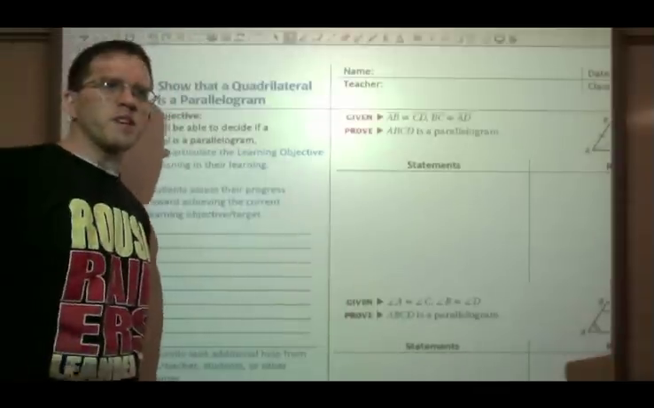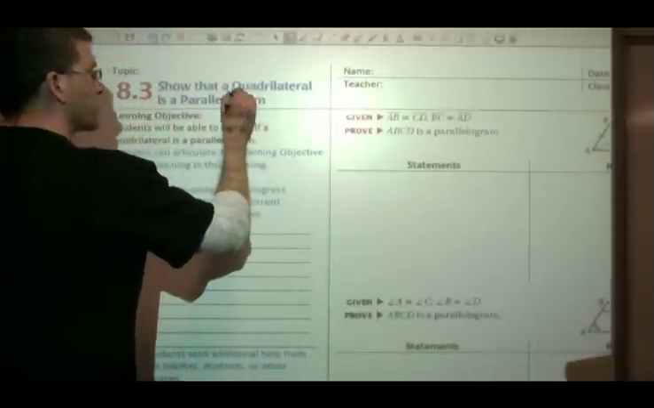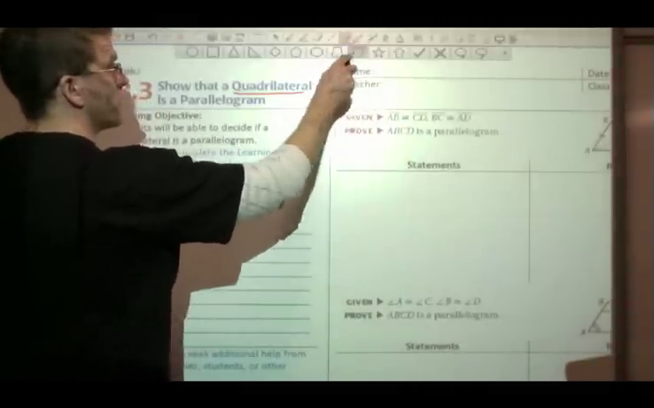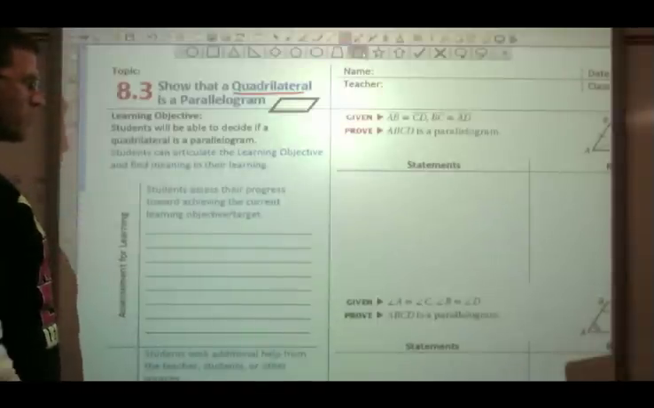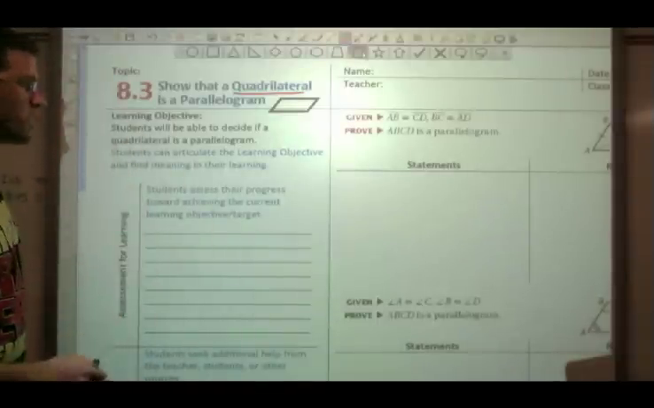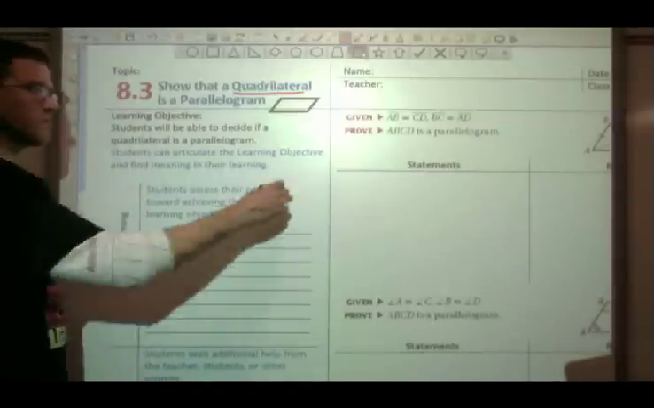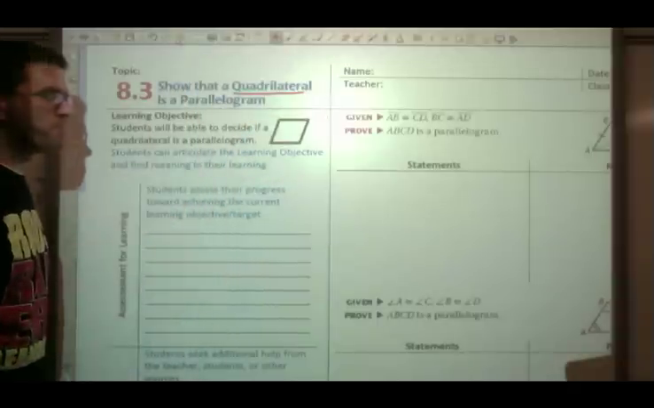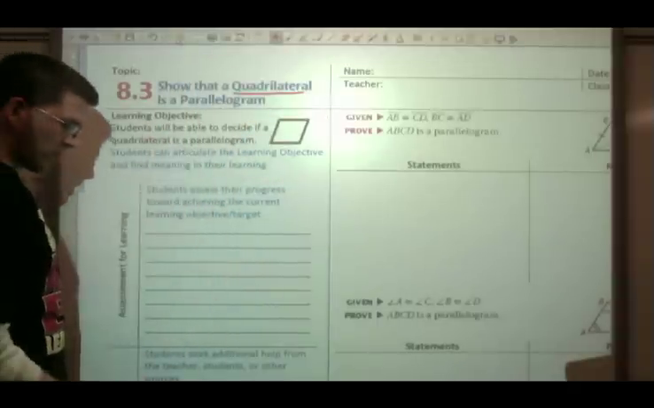All right, 8.3, show that a quadrilateral is a parallelogram. Put my little parallelogram to make it nice and clean. Learning objective: students will be able to decide if a quadrilateral is a parallelogram. Yay for parallelograms. All right, in order to do this, we're going to have to do some proving.